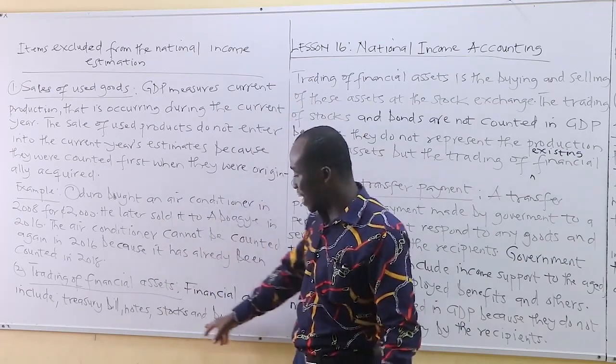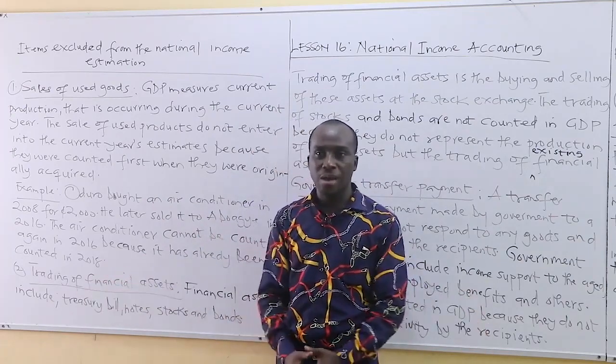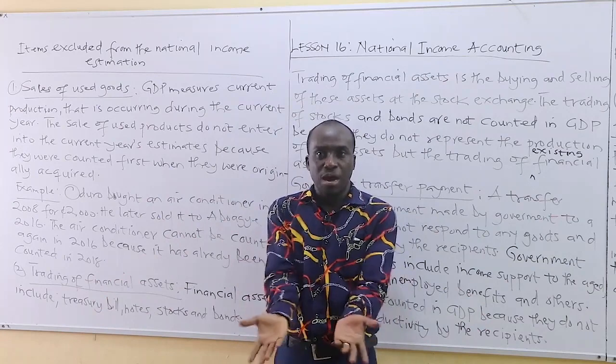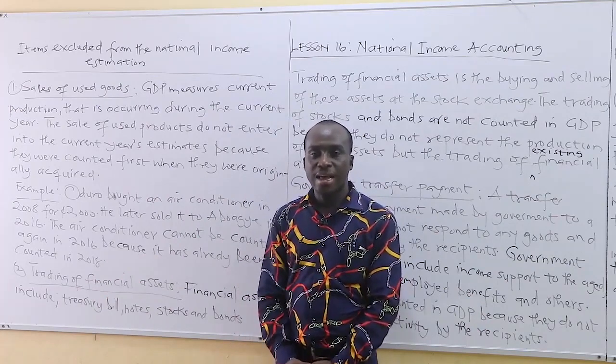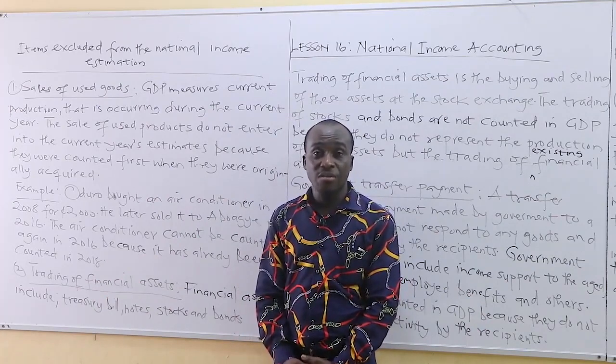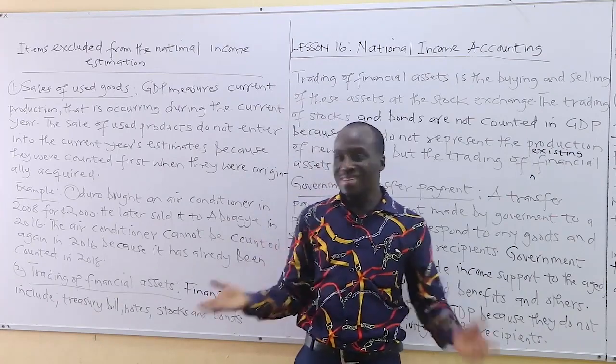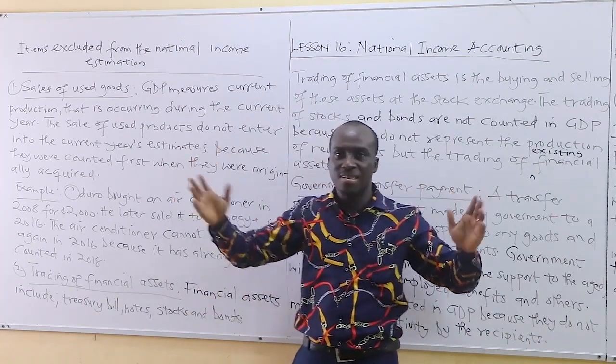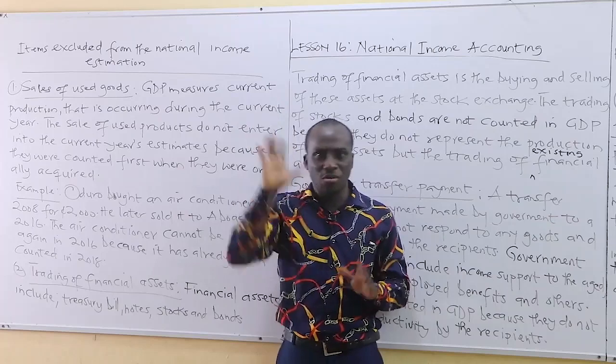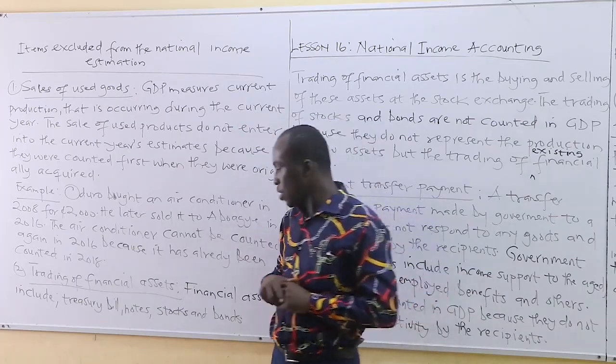We have stocks. Stocks are shares. When you hear that MTN is floating shares, you go and buy one so that at the end of the year, they give you a share of the profit. So these are financial assets. We have other financial assets, like options, and plenty of them. Let's leave it here at this level.